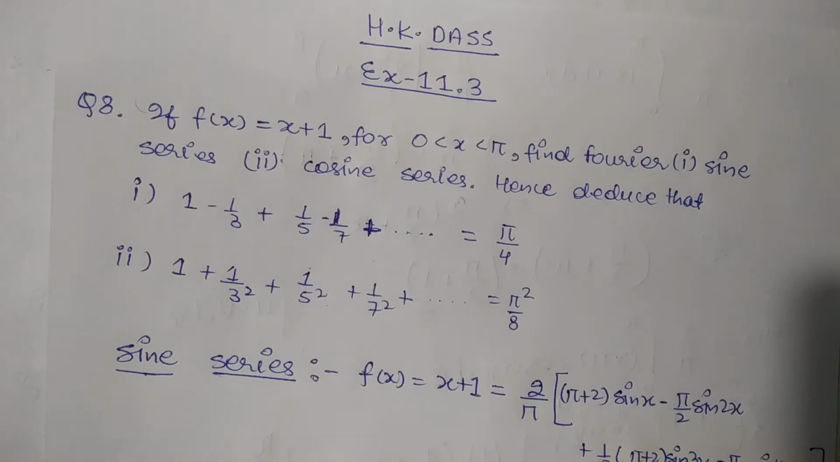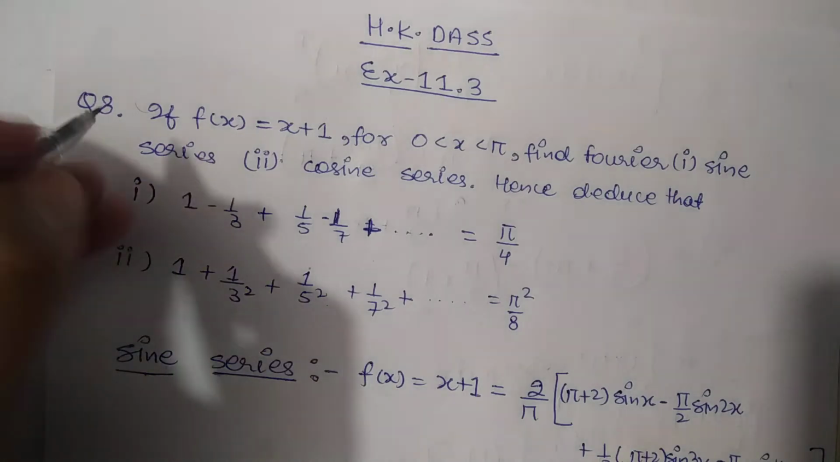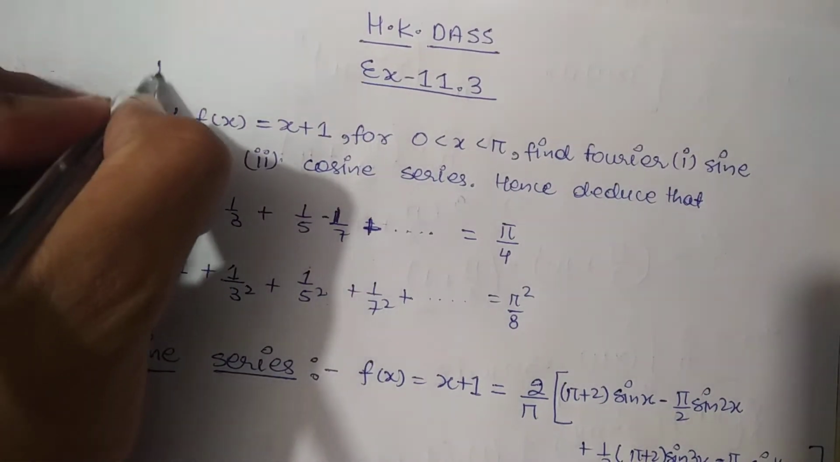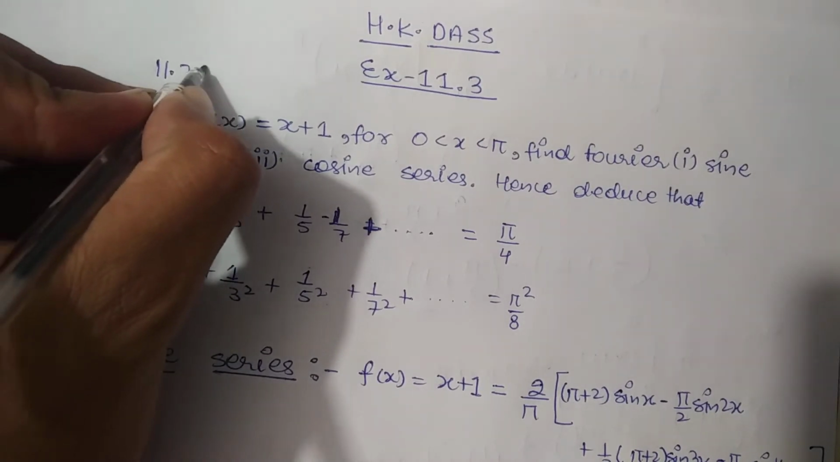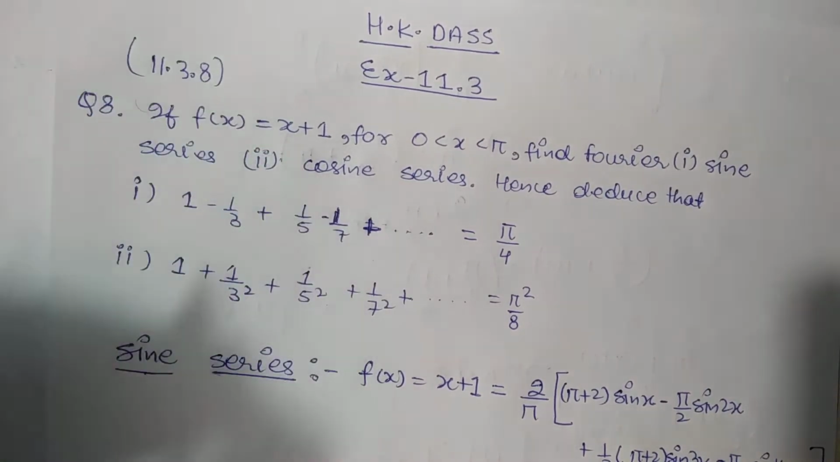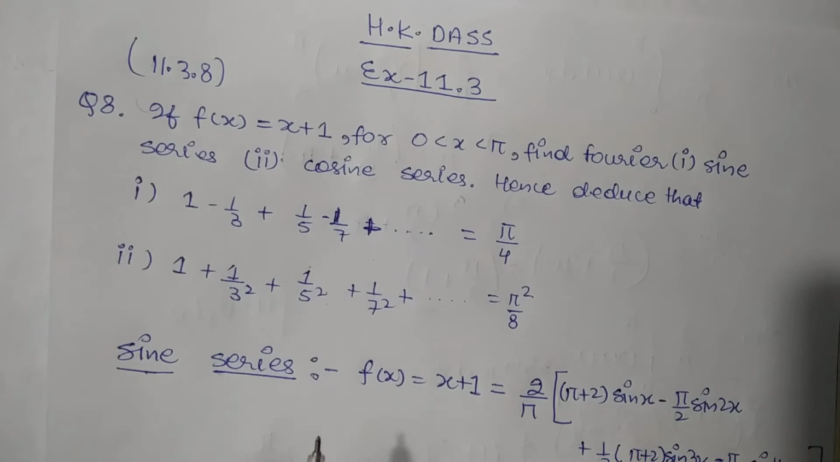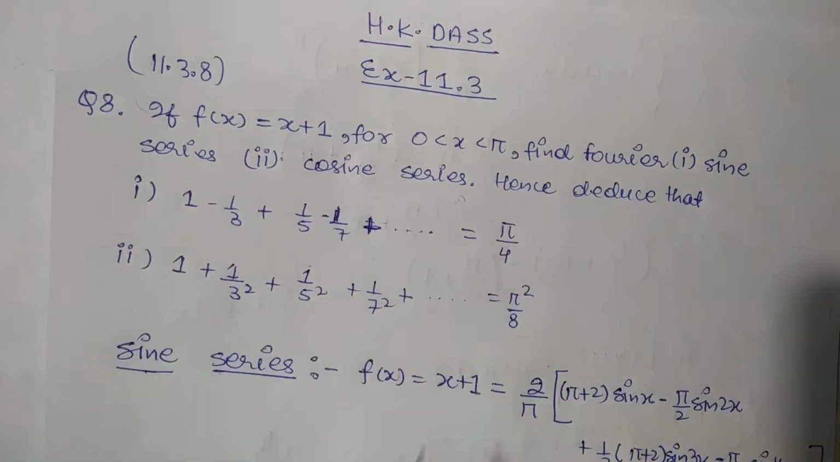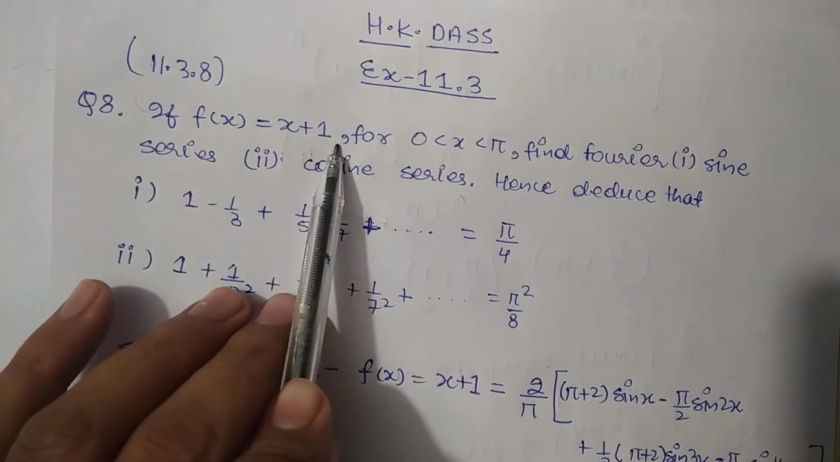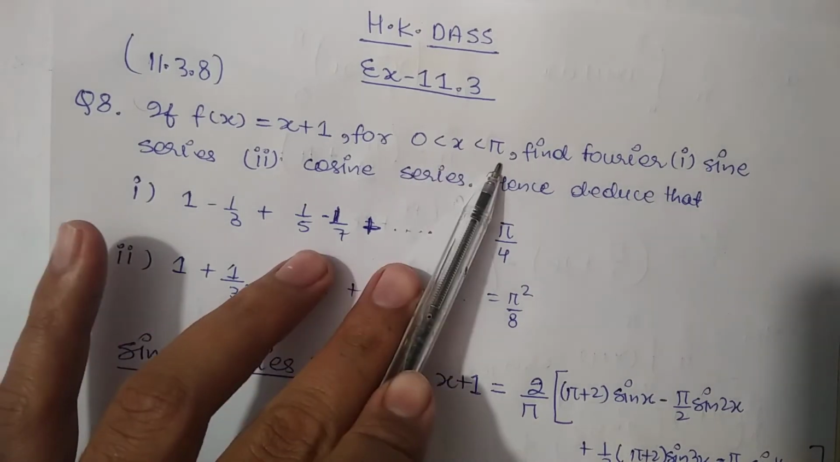So we are solving Mathematical Physics written by H.K. Das, and today we are going to solve question number 8 of Fourier series, that is of exercise 11.3. As we have already solved in the first part of that question, video number 11.3.8, we found its sine series and cosine series for the function x plus 1 in between the limits 0 to pi.